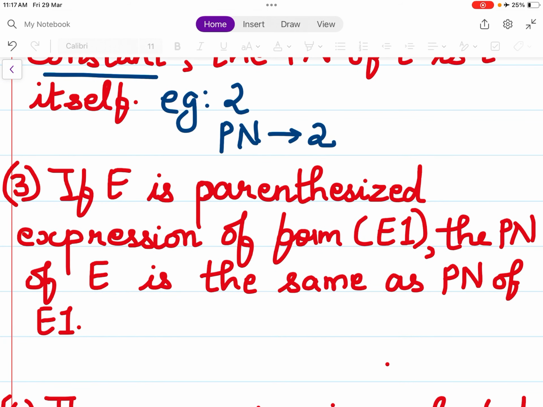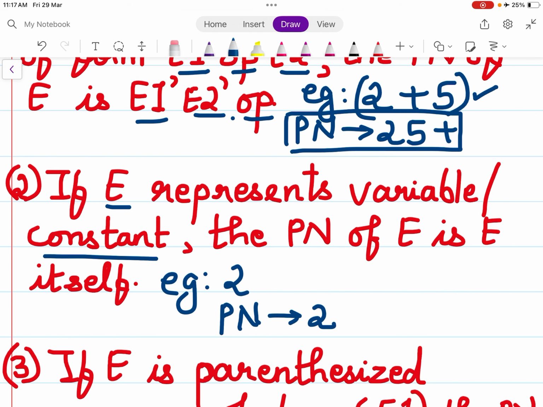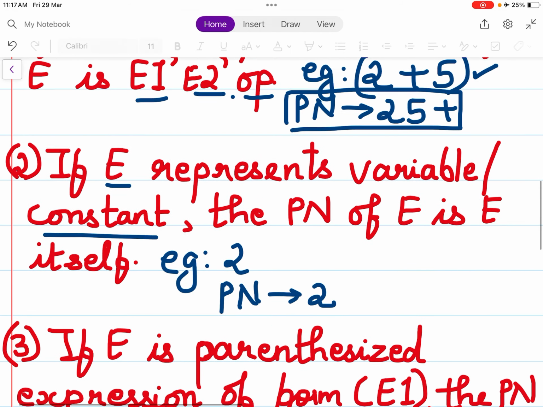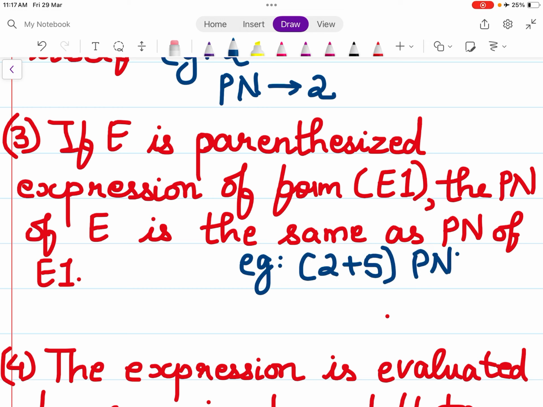Rule number 3 says if E is a parenthesized expression of the form (E1), with the expression inside parentheses, the postfix notation of E is the same as the postfix notation of E1. So if I have inside parentheses, for example, 2 plus 5, then the postfix notation of E will be the same as that of E1. So in the example, your E1 is 2 plus 5, and the postfix notation of E1 will be 2, 5 and a plus sign.